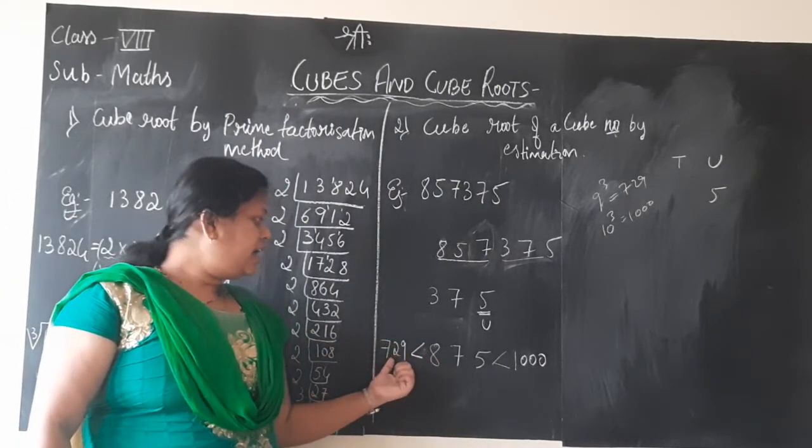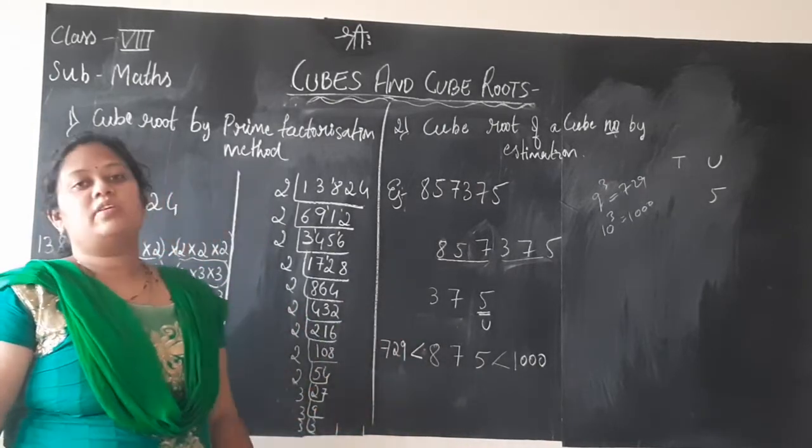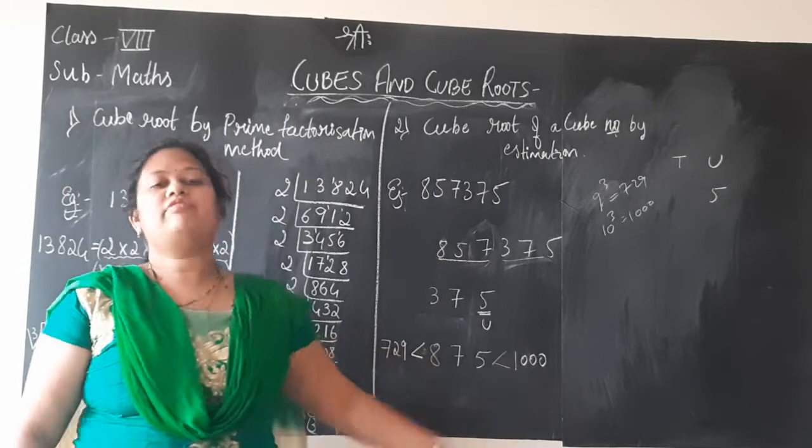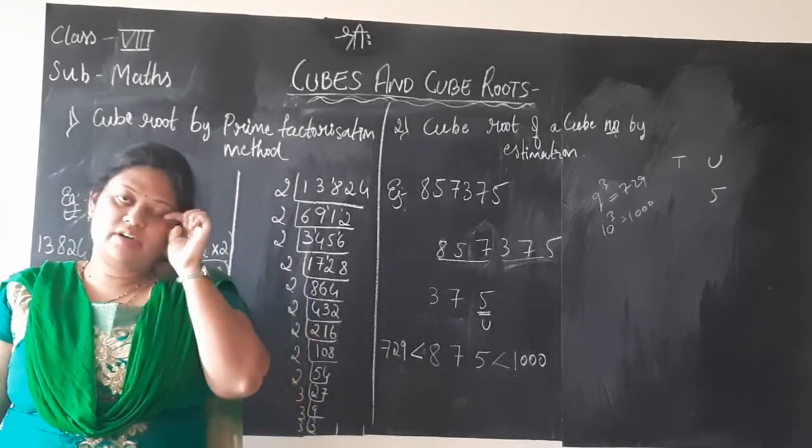So after 9, 10 should come. Now if you take 6, it should be between 6 and 7. If 4 comes, it should be between 4 and 5. Not between 4 and 6, or between 7 and 10. Like that you should not take, children.